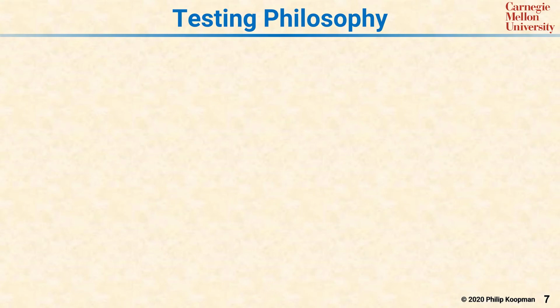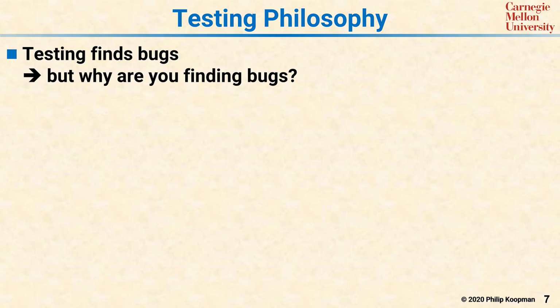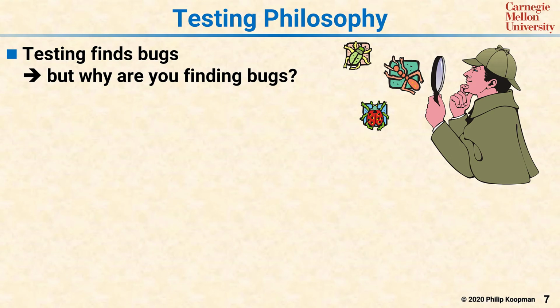Perhaps surprisingly, even though we know what testing does, there are completely different motivations for testing depending on what kind of software quality you expect. We all know that the point of testing is to try and find bugs. But the question is, why are you trying to find the bugs, and what do you do once you find a bug?